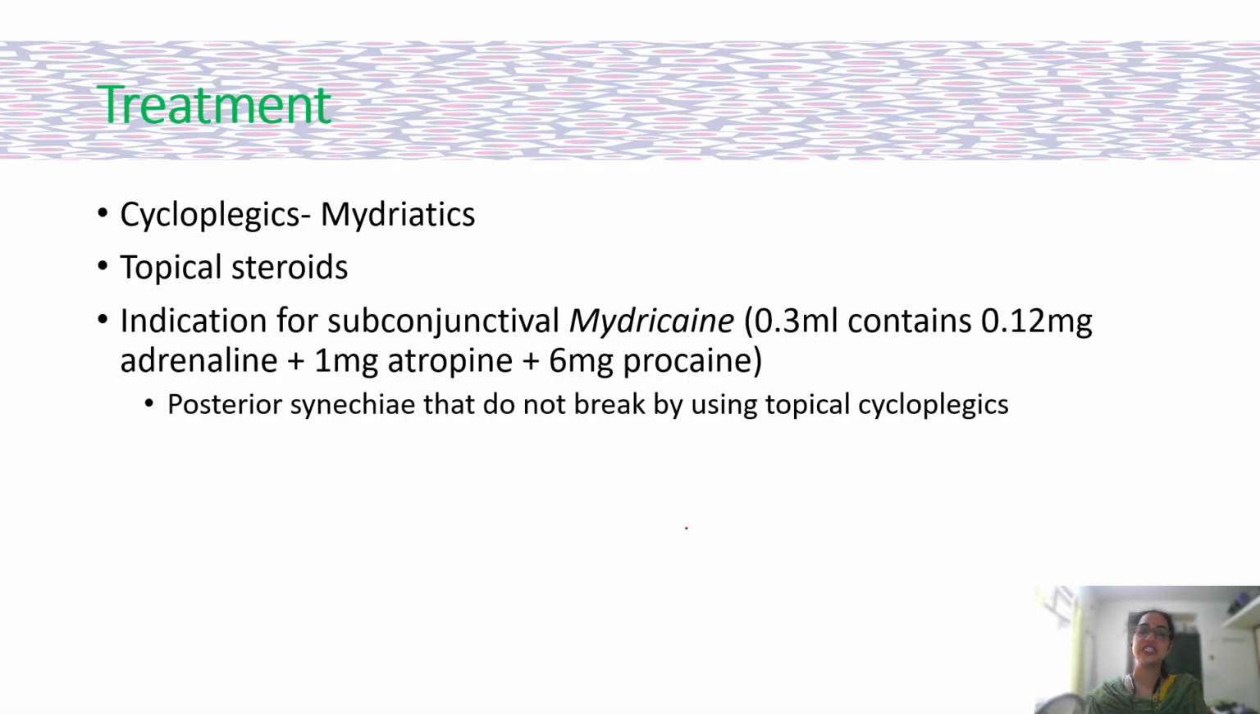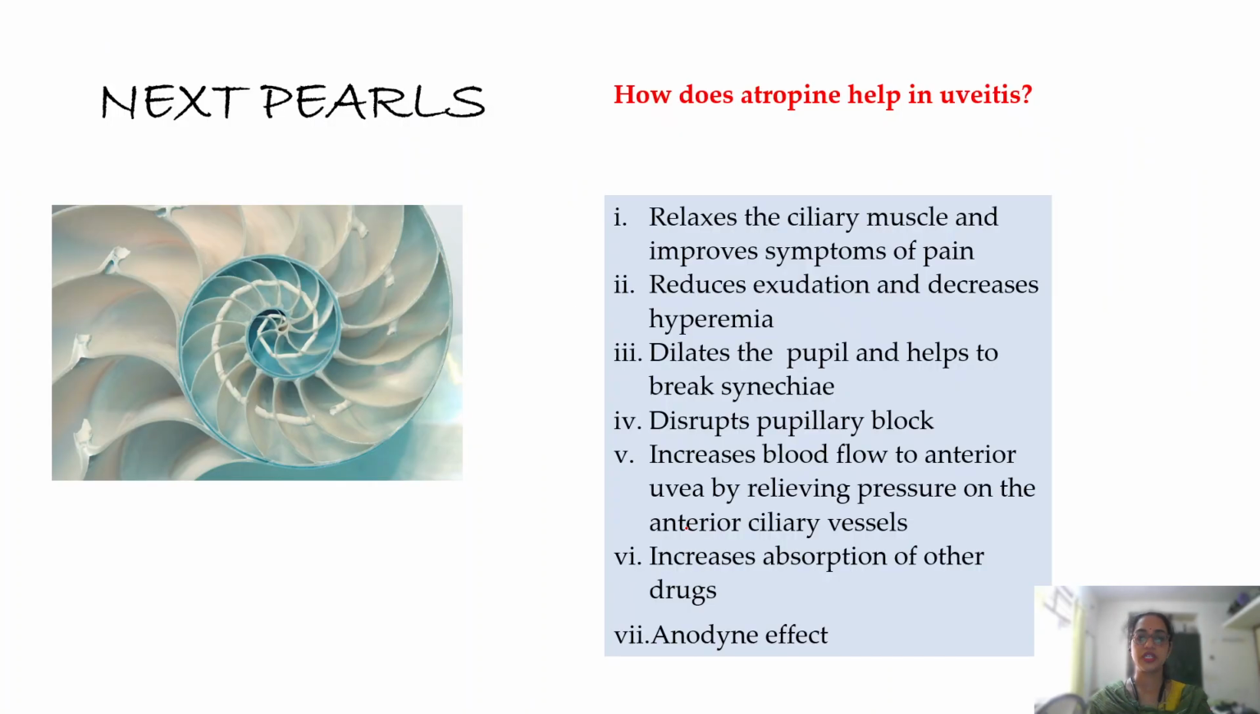So how do we treat anterior uveitis? Cycloplegics and mydriatics, most commonly homatropine and atropine. Steroids in the form of dexamethasone or prednisolone are used depending on the severity of inflammation. And when do you need to give subconjunctival mydricaine? Mydricaine is a cocktail of adrenaline, atropine, and procaine. It's used to break posterior synechiae when topical cycloplegics are not working.